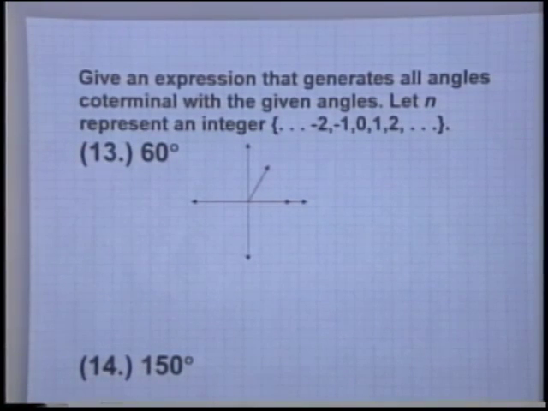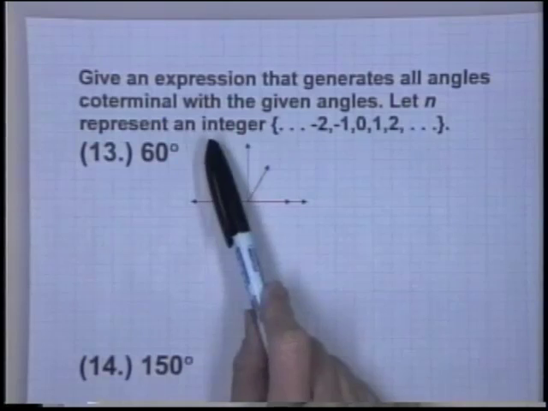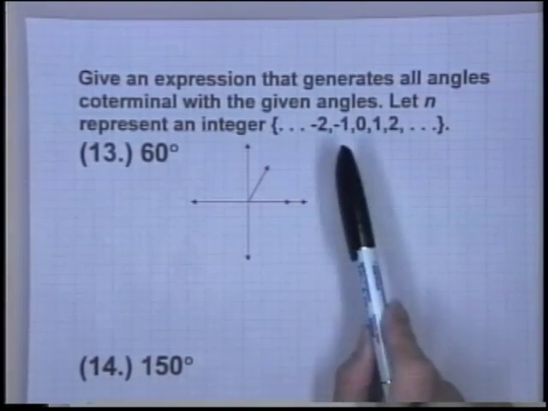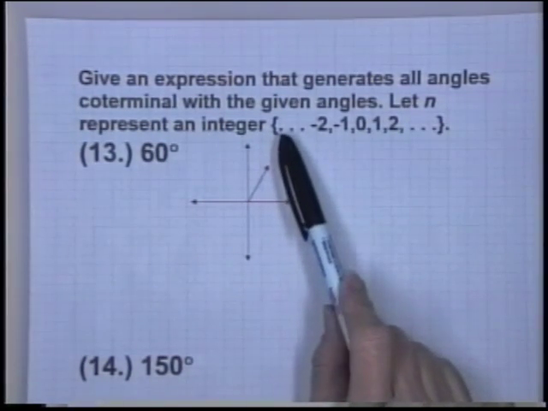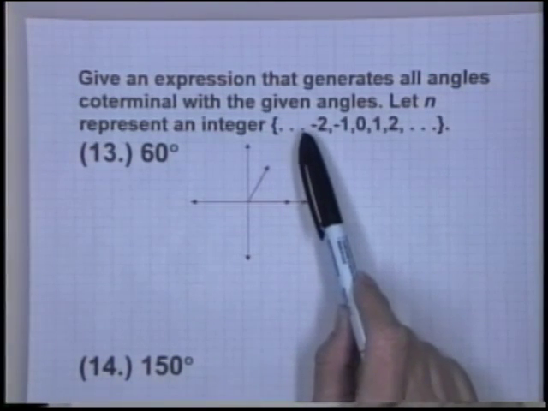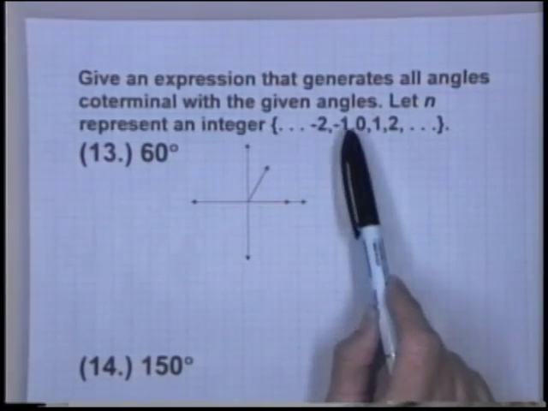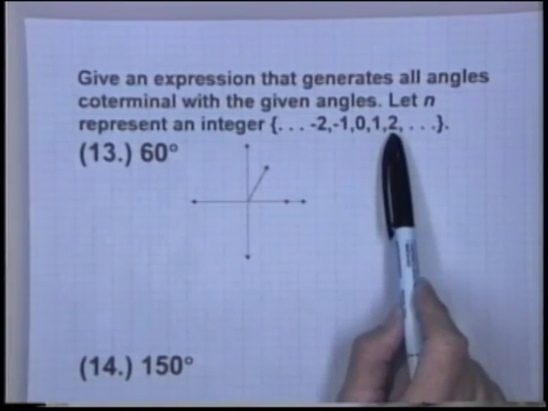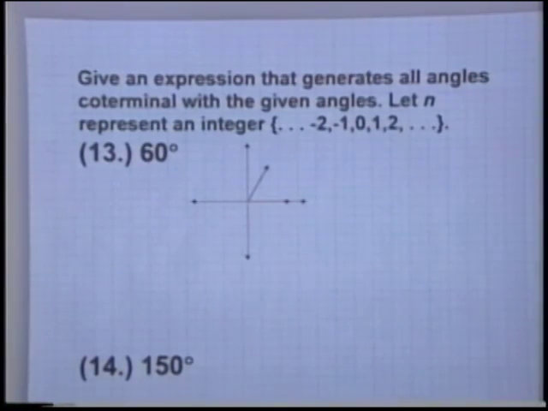The directions say, give an expression that generates all angles coterminal with the given angles. Let n represent an integer, and I'm sure you remember from your algebra that the set of integers would be all the negative numbers, -3, -2, -1, 0, 1, 2, on to infinity. Usually we say the whole numbers 0 and the negative whole numbers.